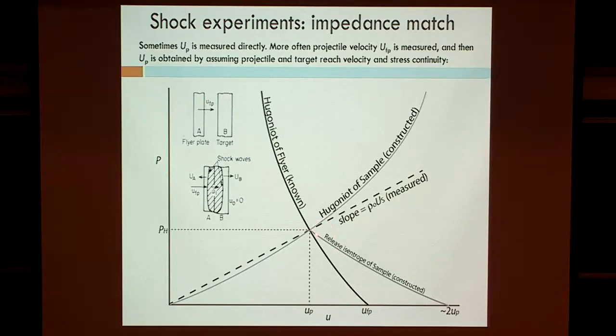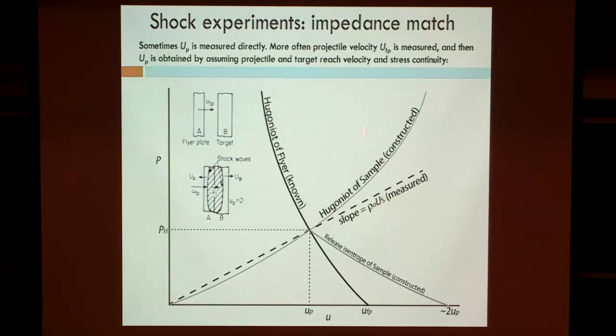Okay? And if I know the flyer velocity, and if I know the Hugoniot of my projectile, and if I measure the shock velocity, pressure is equal to rho zero times U_S times U_P, so I have a straight line here, I can find that intersection. And in a series of such experiments with different shock velocities, I can construct my Hugoniot, by impedance matching.